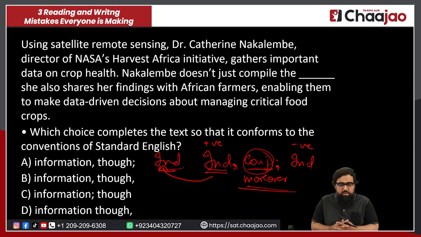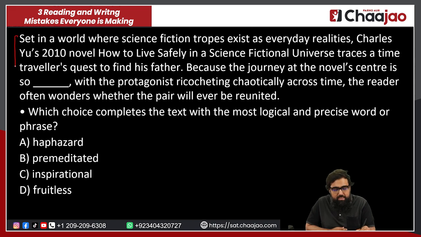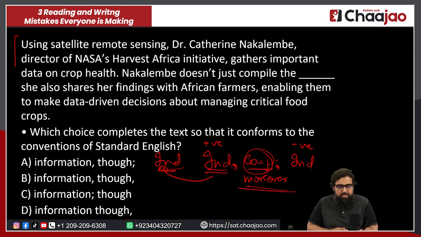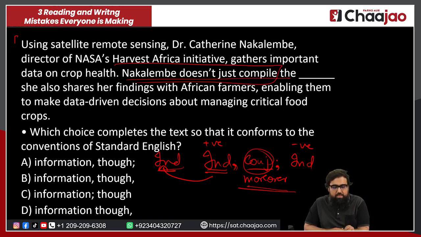So you have to understand what's going on over here. The first sentence is telling us that she is using remote sensing, and using that remote sensing, this is what she is doing. And she just doesn't do it in that way. So this sentence is the opposite of the first sentence. So we know that the first sentence is the opposite of the second sentence, and the third sentence is in continuation with the second sentence.